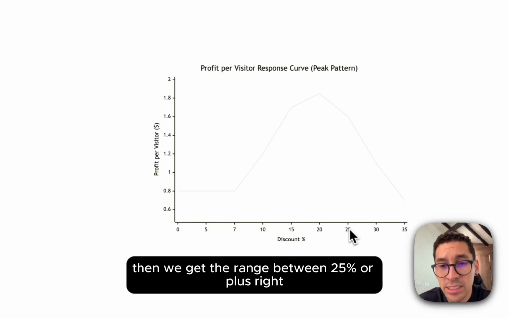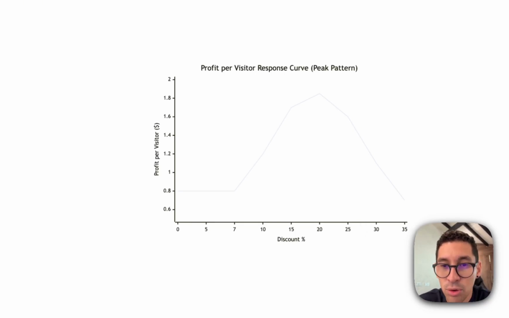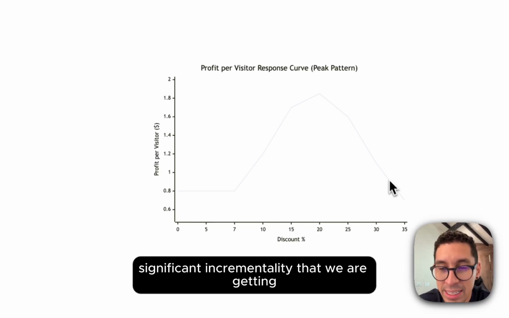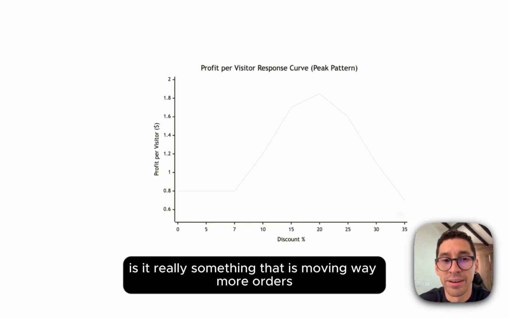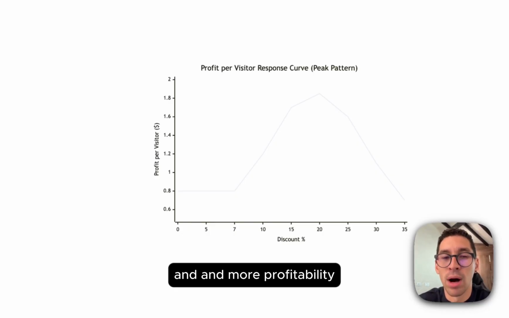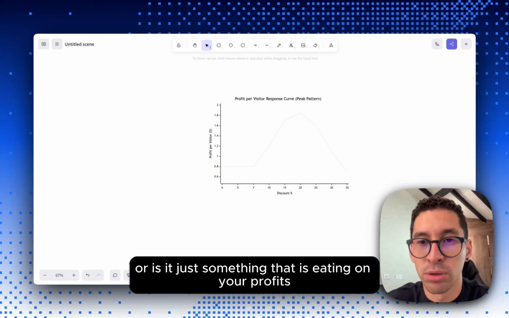Then we get the range between 25% or plus, right? There is where we want to see what is the real significant incrementality that we are getting by giving more discount. Is it really something that is moving way more orders and more profitability? Or is it just something that is eating on your profits?